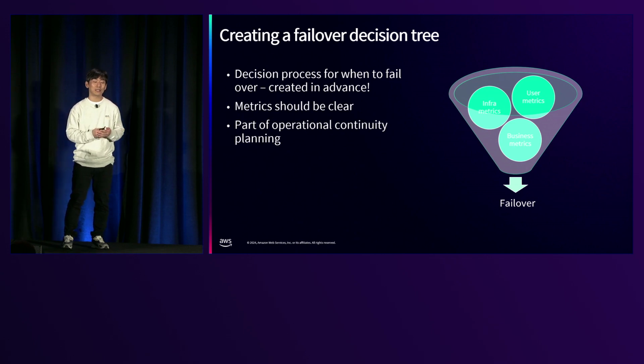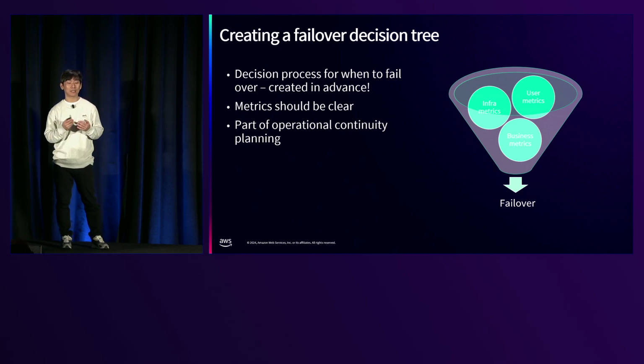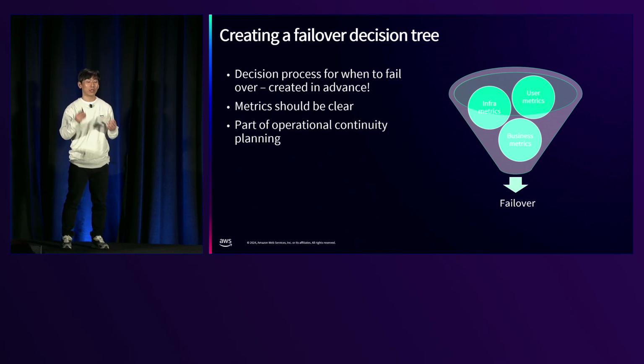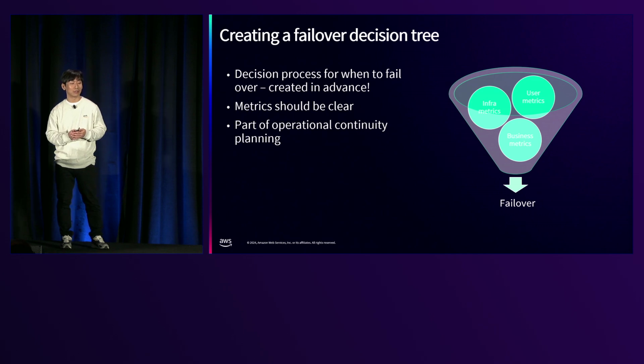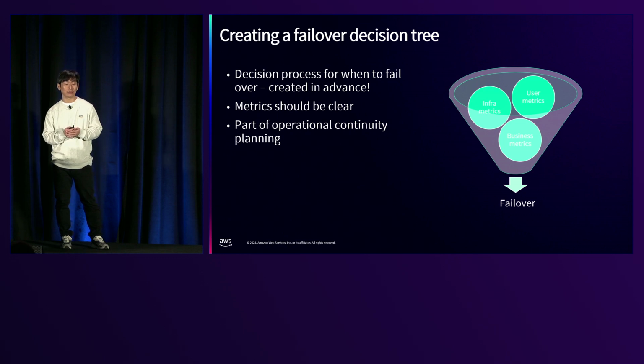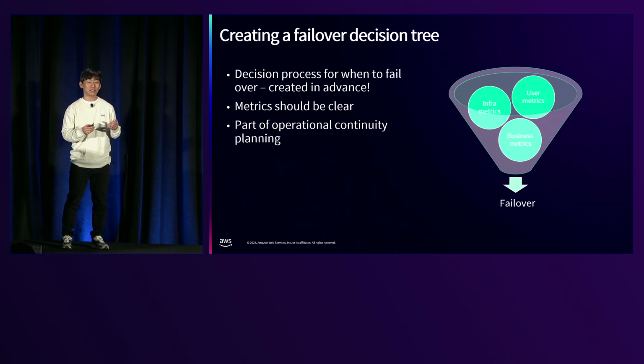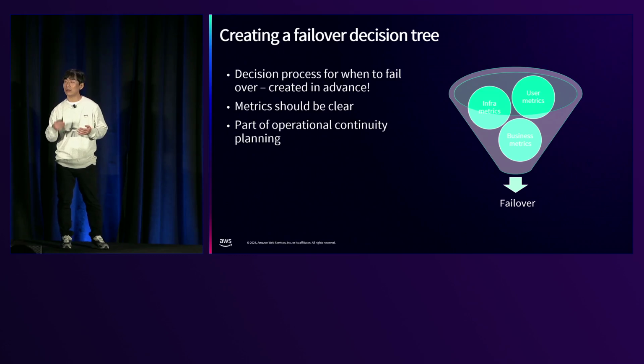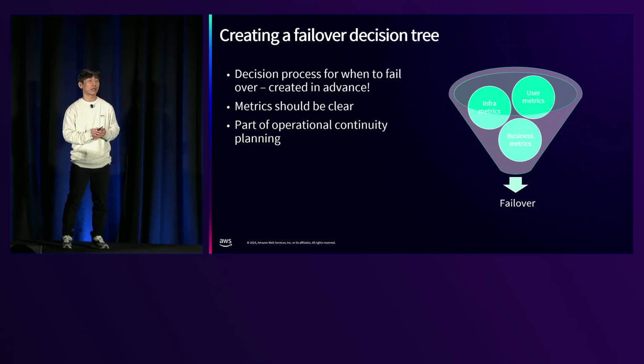A failover decision tree is a pre-planned decision process that guides you on when to initiate a failover. It's not something you want to be figuring out in the heat of the moment when systems are down. By creating this decision tree ahead of time, you ensure that you're making a rational, thought-out decision rather than a reactive one.